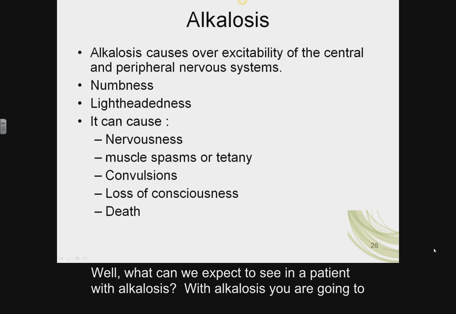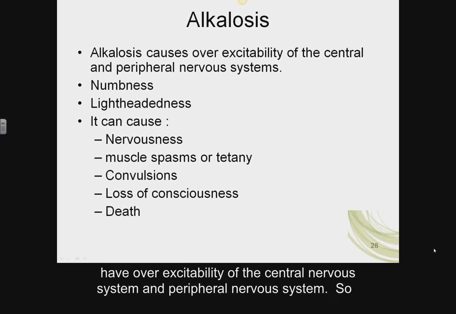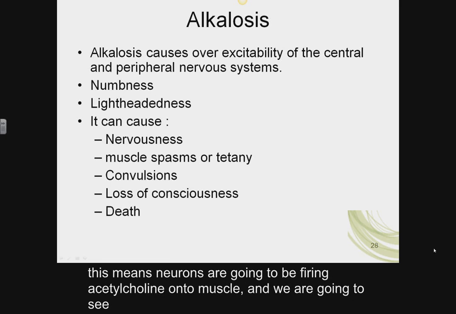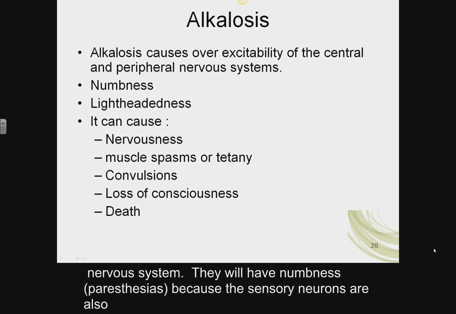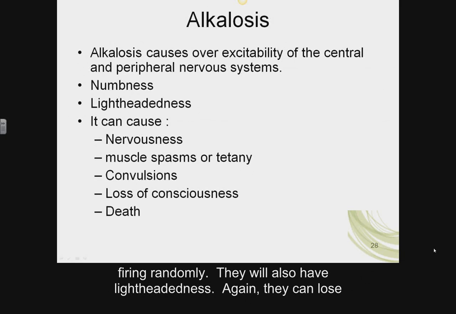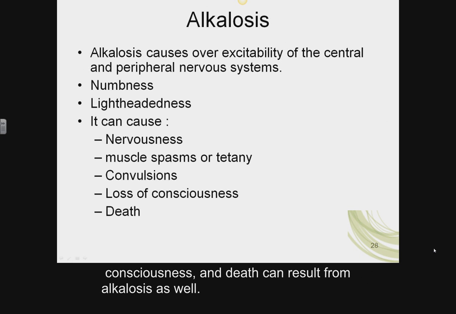Well, what can we expect to see in a patient with alkalosis? With alkalosis, you are going to have overexcitability of the central nervous system and peripheral nervous system. This means neurons are going to be firing acetylcholine onto muscle, and we are going to see muscle spasms and tetany and convulsions from this overexcitability of the central nervous system. They will have numbness, paresthesias, abnormal sensations, because the sensory neurons are also firing randomly. They will also have lightheadedness. Again, they can lose consciousness, and death can result from alkalosis as well.